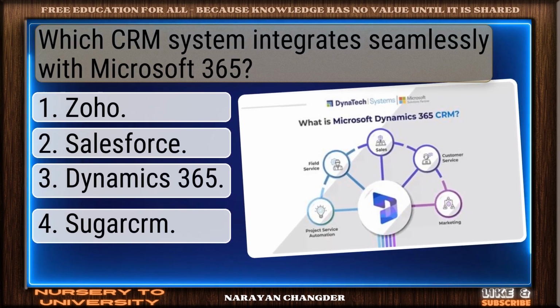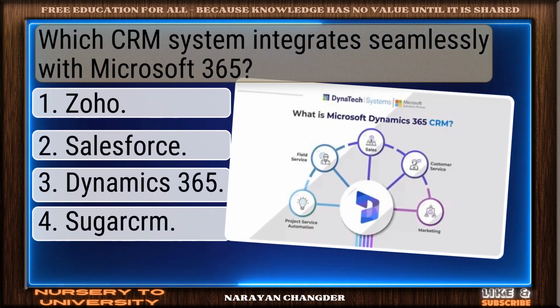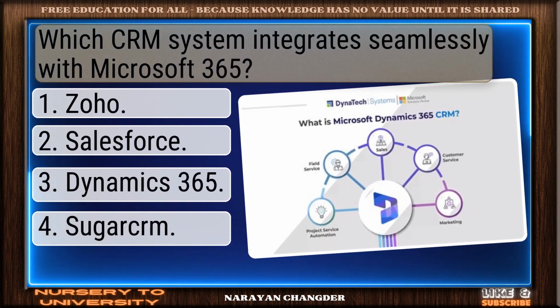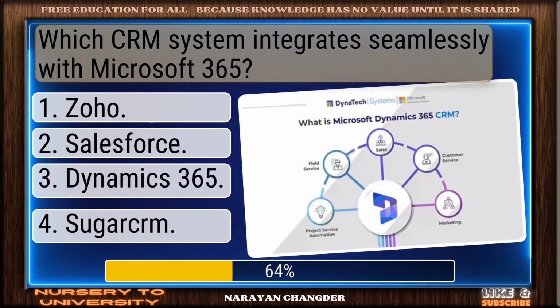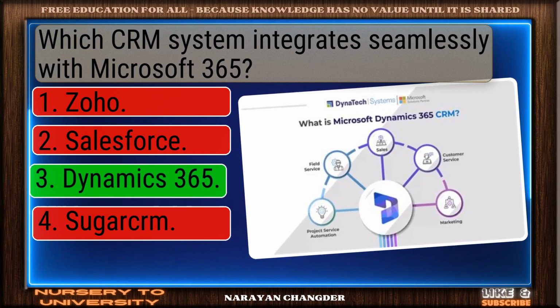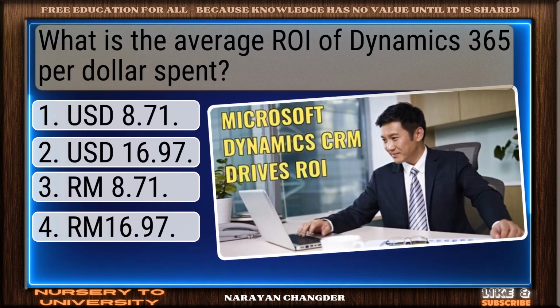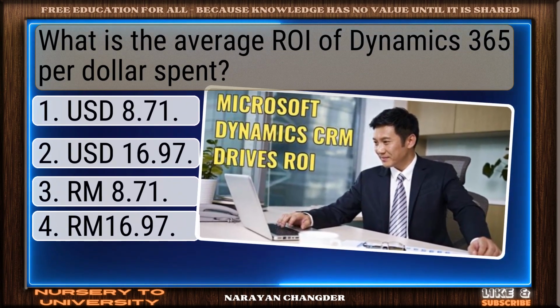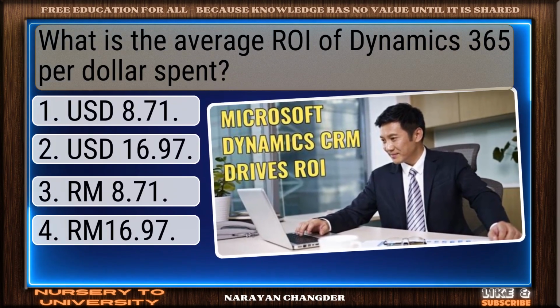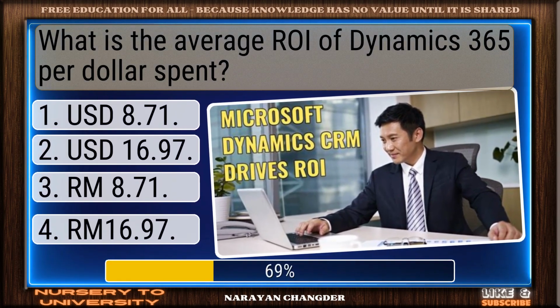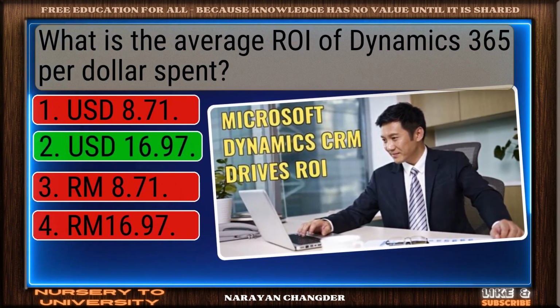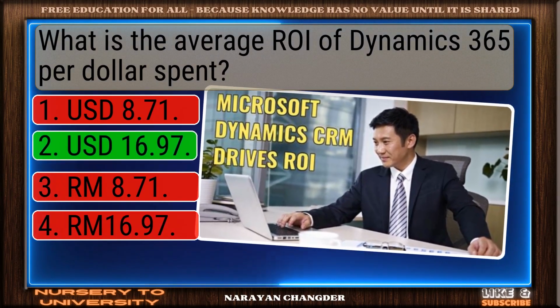Question number 68. Which CRM system integrates seamlessly with Microsoft 365? Smart pick. Dynamics 365 is the correct choice. Question number 69. What is the average ROI of Dynamics 365 per dollar spent? Good thinking. 1697 is the right answer.